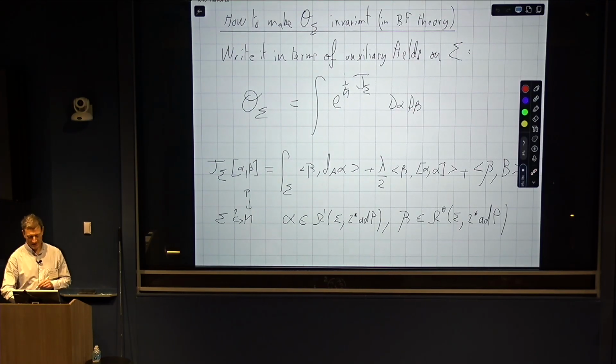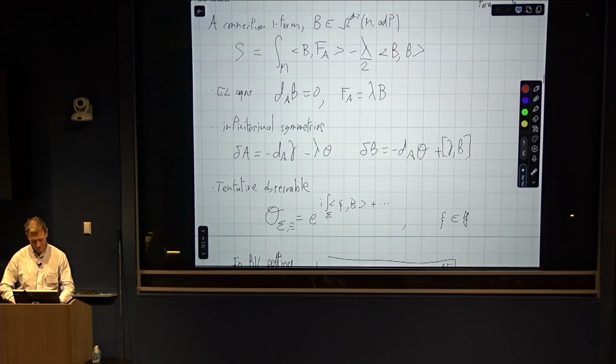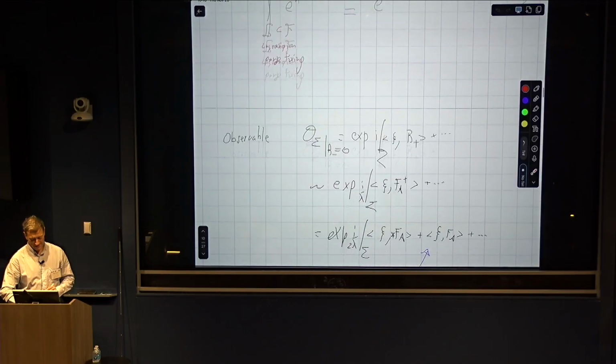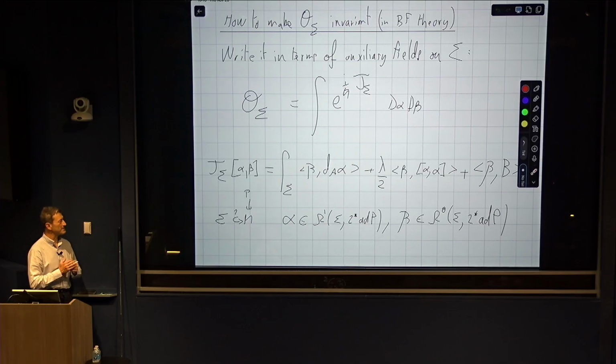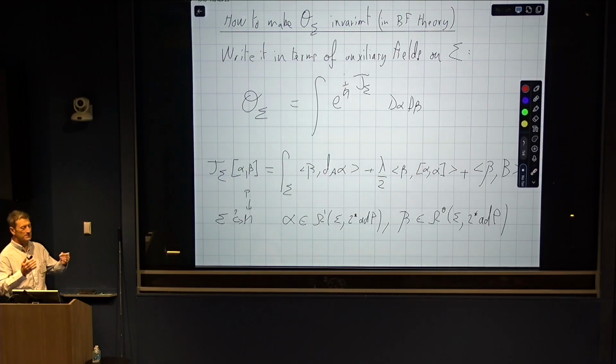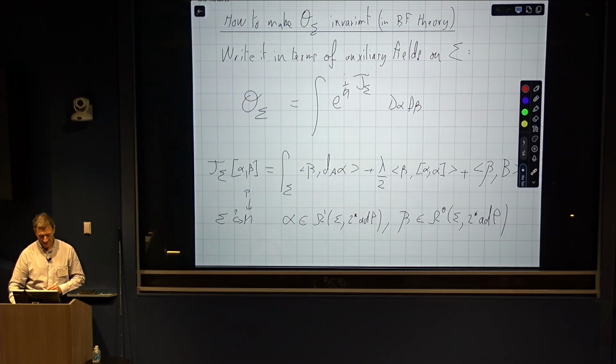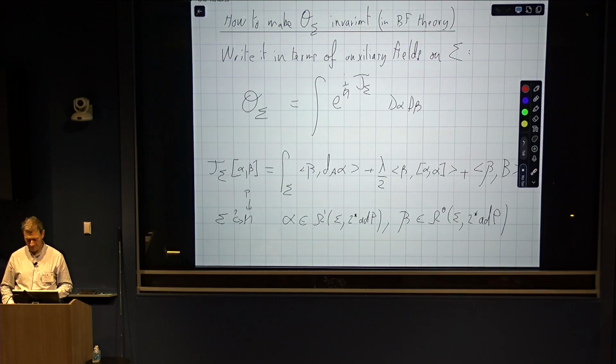Okay, now let me go to the meat. How do we construct this observable for BF theory? And the idea is to start from something which is gauge invariant and defined on the surface, and which has some leading term, which is integral of B. So the idea is to construct this observable itself as some sort of functional integral of a theory that lives on sigma, but is coupled to the ambient field. So this theory will also be a BF theory.